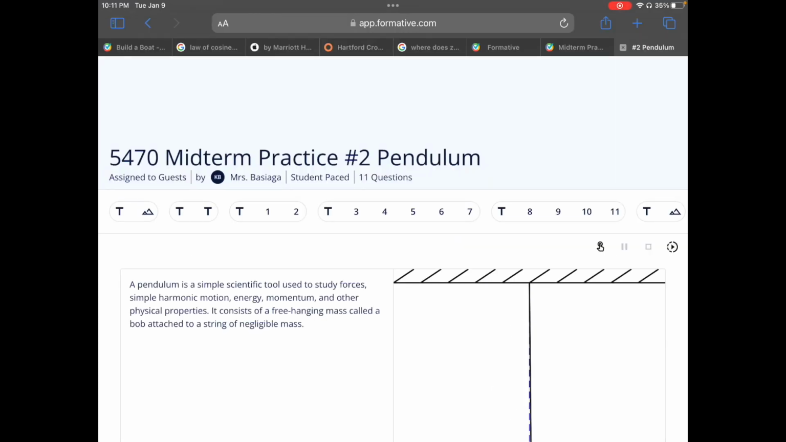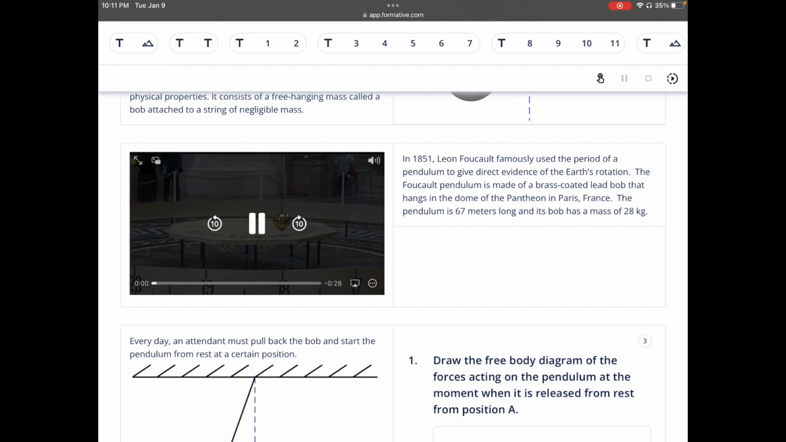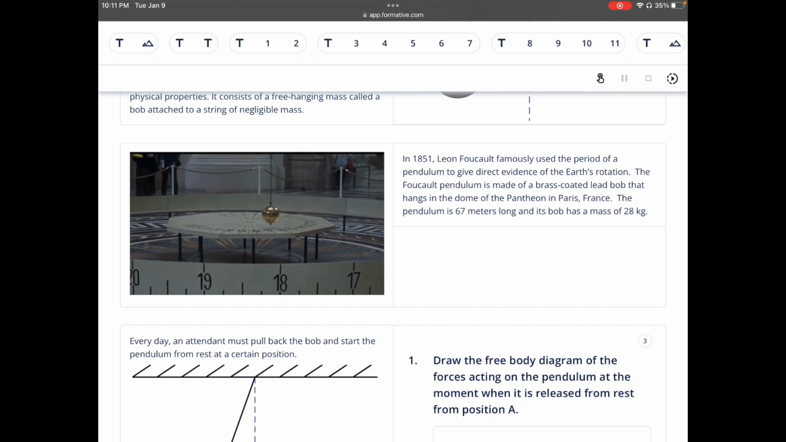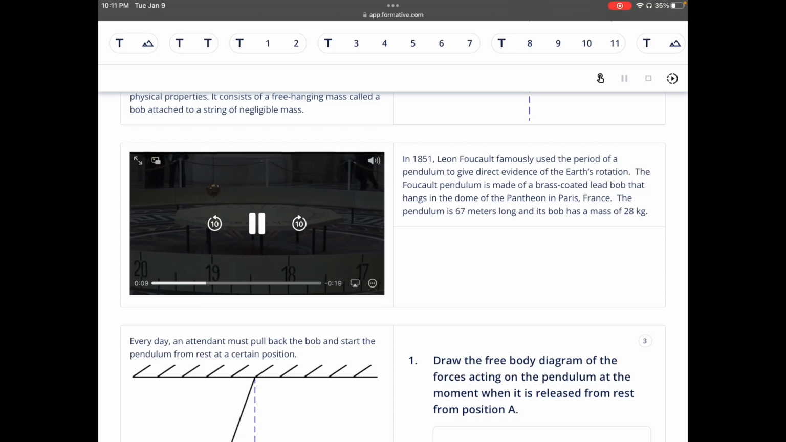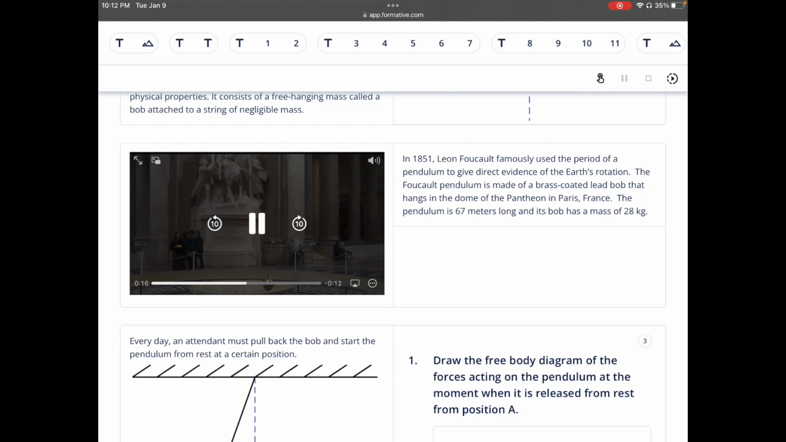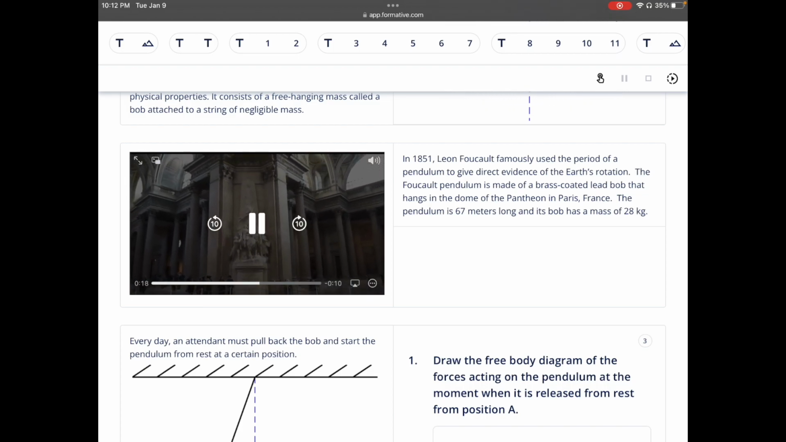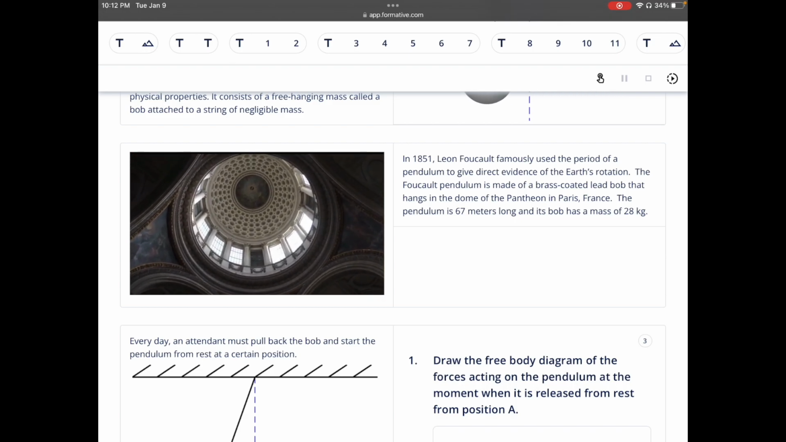All right, on to midterm practice 2. We were looking at a pendulum that swings back and forth. If you didn't get a chance to before, actually watch this whole video. It's great because it shows how long of a string 67 meters is. You can see that it's hung from one of these old school European buildings, going all the way to the top of this dome here. So cool.